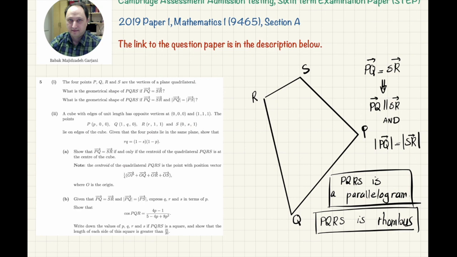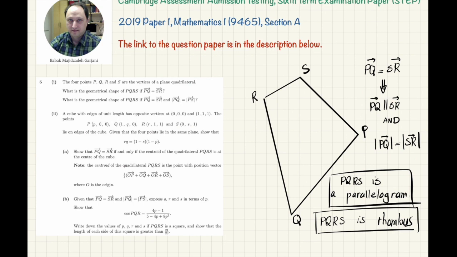Now let me go to the next part. A cube with edges of unit lengths has opposite vertices at 0, 0, 0 and 1, 1, 1. The points P with coordinates p, 0, 0, Q with coordinates 1, q, 0, R with coordinates r, 1, 1, and S with coordinates 0, s, 1 lie on the edges of the cube.